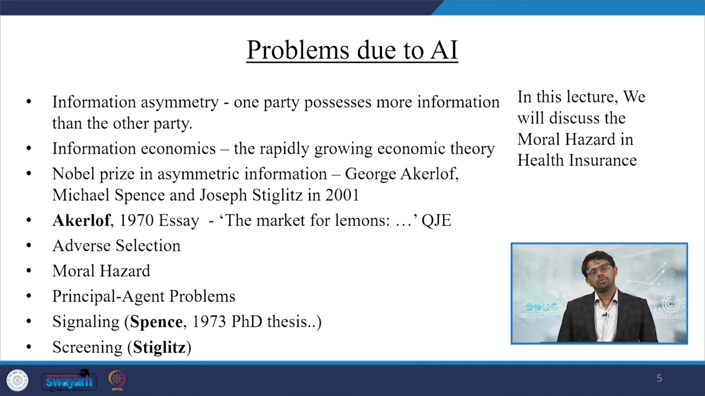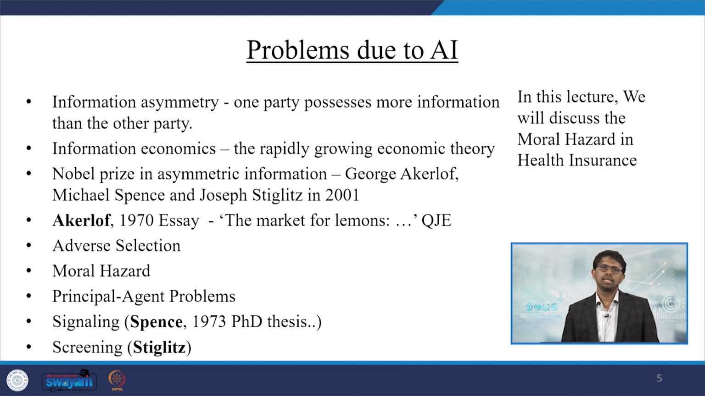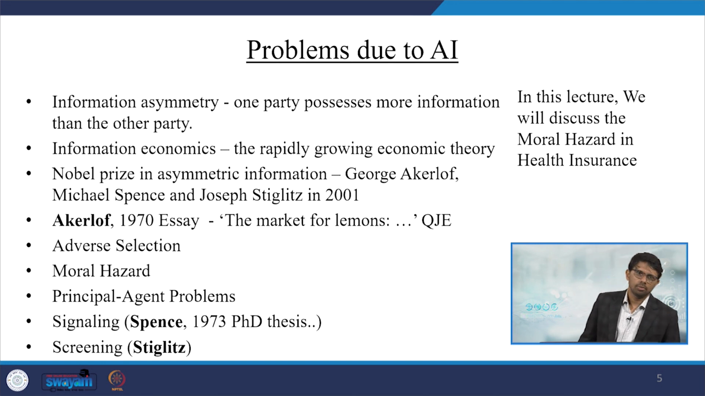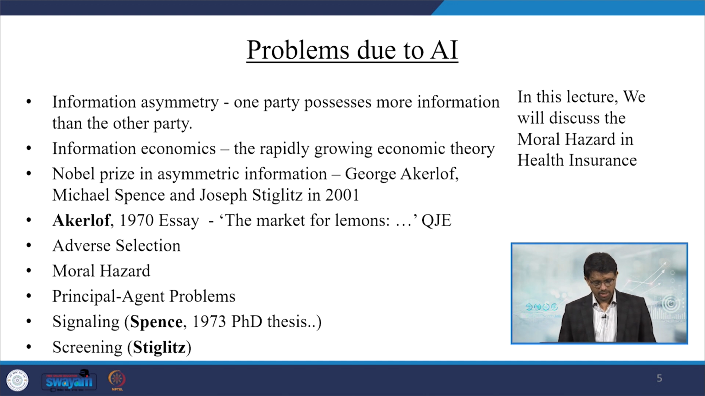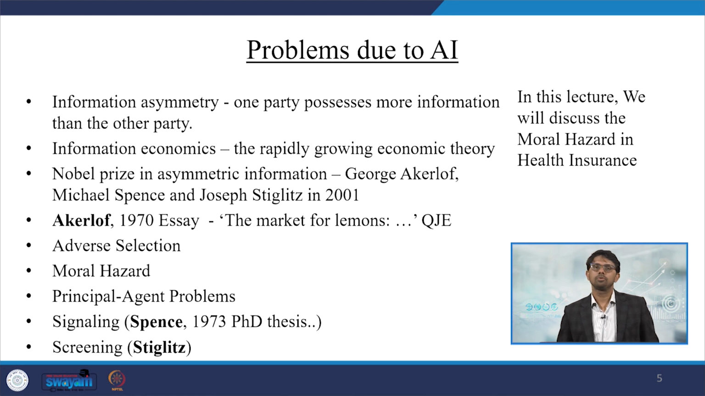So, what are the problems due to asymmetric information? Largely, information gaps define market inefficiencies, and this is famous due to the work of George Akerlof, Michael Spence and Joseph Stiglitz, for which they received the Nobel Prize in 2001. All three shared the Nobel Prize. Akerlof, especially for his 1970 essay called The Market for Lemons, published in the Quarterly Journal of Economics, discussed adverse selection, moral hazard, principal-agent problems and signaling. Spence especially advocated signaling in his 1973 PhD thesis, and screening was mentioned clearly by Stiglitz in his work. Hence, we will be discussing more details of moral hazard problems, especially in health insurance.